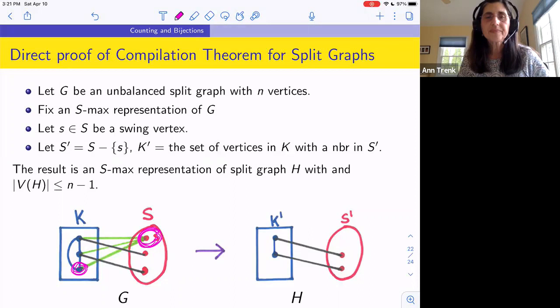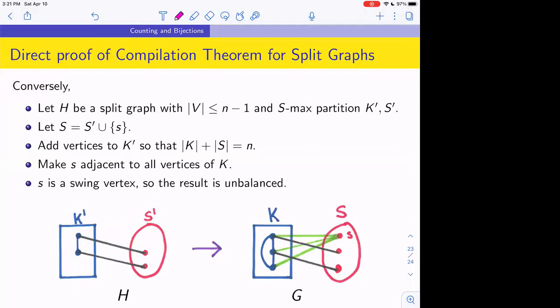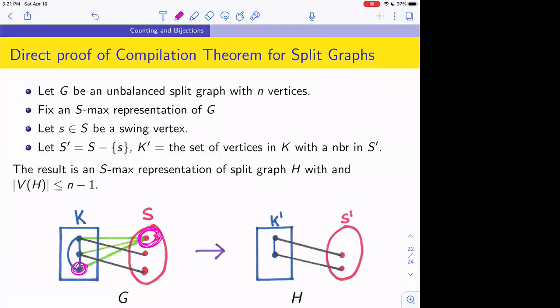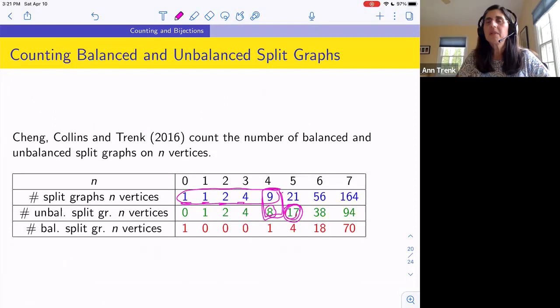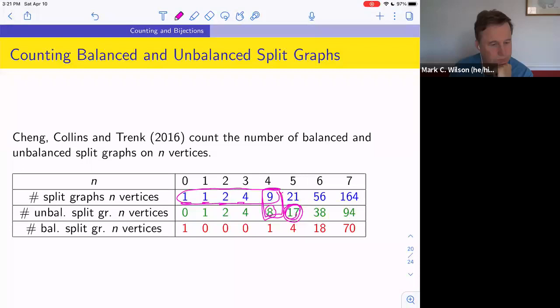There is one question. Anne, go for it. Mark asks, does the more obvious recurrence that only relies on the previous column have an easier proof? You mean like the 9 plus 8 equaling 17? I think that's what he probably means. Go ahead and speak up, Mark. Yes. Does that have an easier proof?